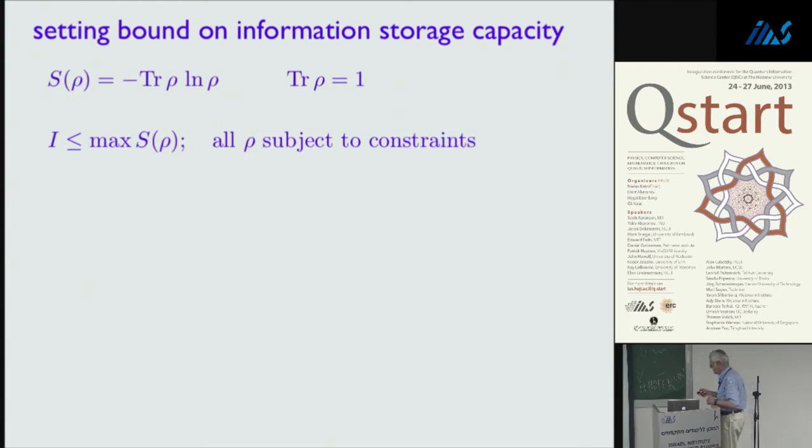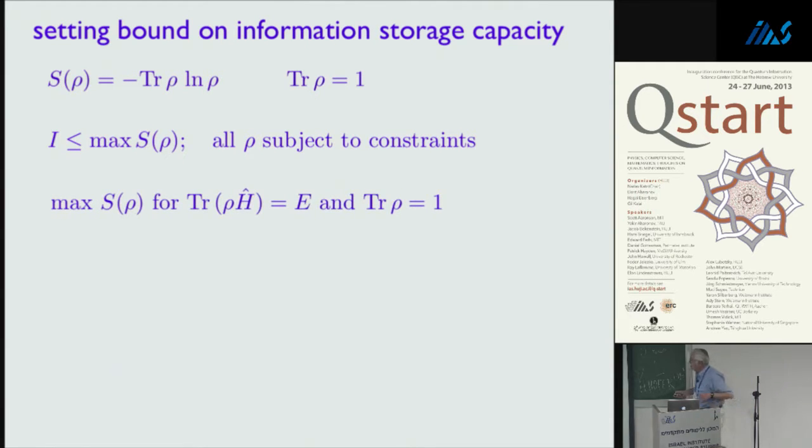To be more specific, let me assume that you know the Hamiltonian. You're told what the mean energy of the system is, and of course the normalization. You maximize S of rho under those conditions. This can usually be done. That will give you some bound on the amount of information available in that memory, whatever it be.